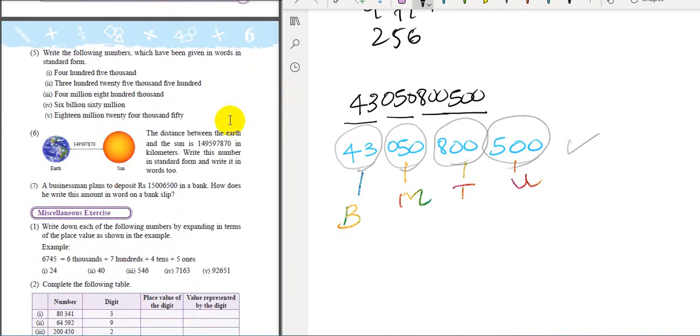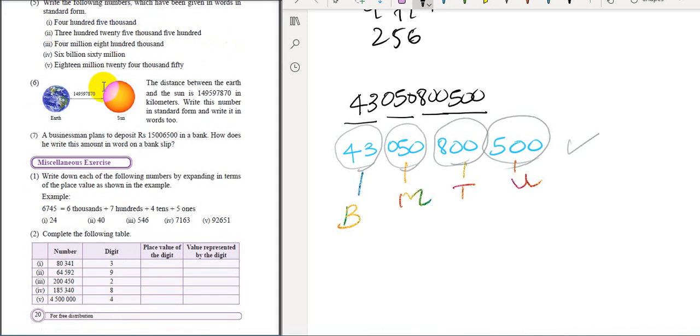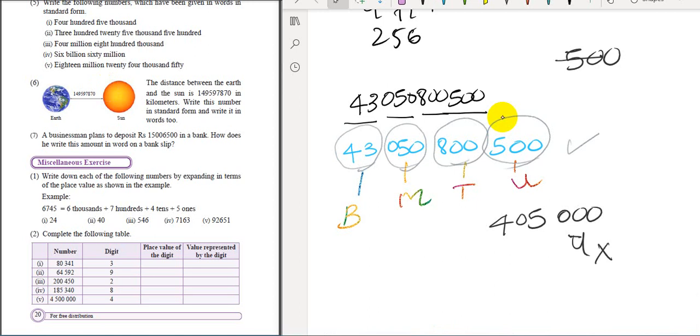Then we'll move to write the following numbers, which have been given in the standard form, in words. 405,000. There are no digits in the units period, so it is zero, and the thousands period is 405.